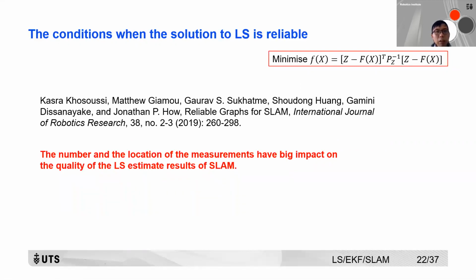We also look at the conditions when the solution to least squares is reliable. So we look at the number of measurements, and the location of a measurement, meaning the measurements between these two variables. We find that the tree structure has a big impact on the quality of the least squares estimate. That's a paper in IJRR done by Kasra.